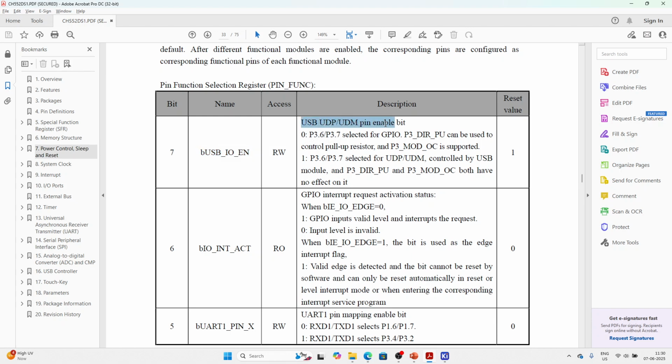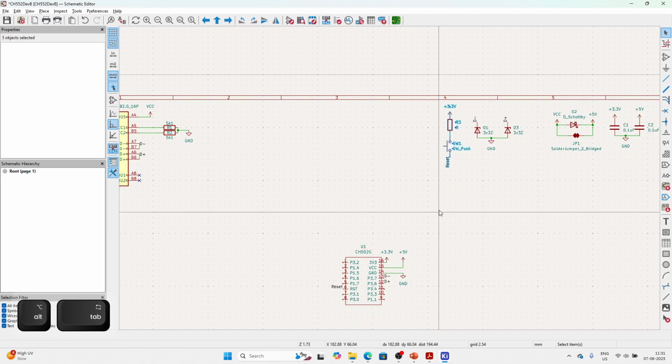USB, UDP and UDM pin bit enable. When selected as 0, both of them work as GPIO pins. When selected as 1, P3.6 and P3.7 are selected for UDP and UDM, controlled by the USB module, and these GPIOs are not available. So we need to put either one of the pins as 1. We can go with 3.6 specifically because of a particular factor, and there is also a sub factor to it. I'll explain that once we design this.